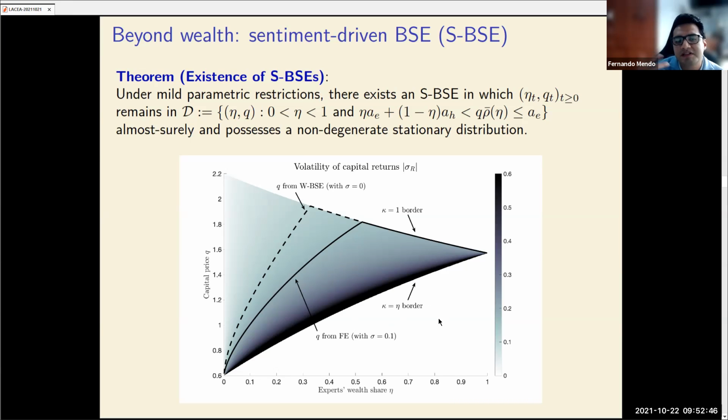The color in this picture is the volatility of capital returns. As you can see here, it is truncated because volatility is unbounded near the lower bound. Basically, the only way to convince these guys to not take leverage despite their productivity advantage is if volatility is very high. Just for comparison, in the fundamental equilibrium the maximum volatility you could have is around 0.2, which is relatively low compared to what you can get in this kind of equilibrium construction, the sentiment-driven BSE.